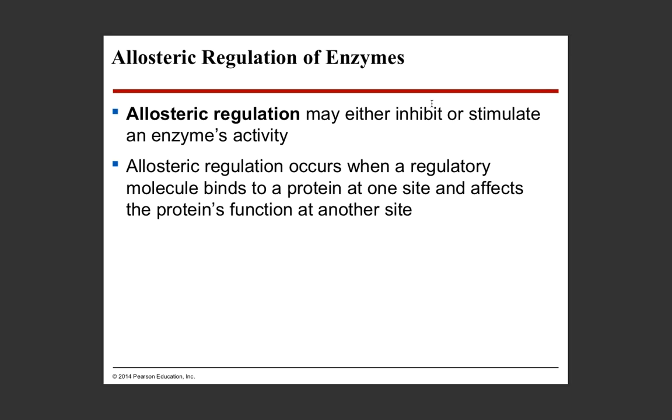We have allosteric regulation as one type of regulation that occurs. It can either inhibit or stimulate an enzyme's activity. Essentially, an allosteric regulator is actually affecting the enzyme.